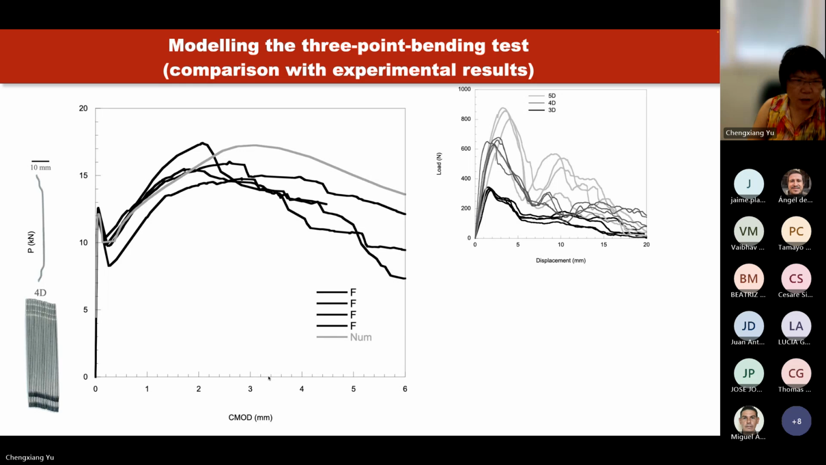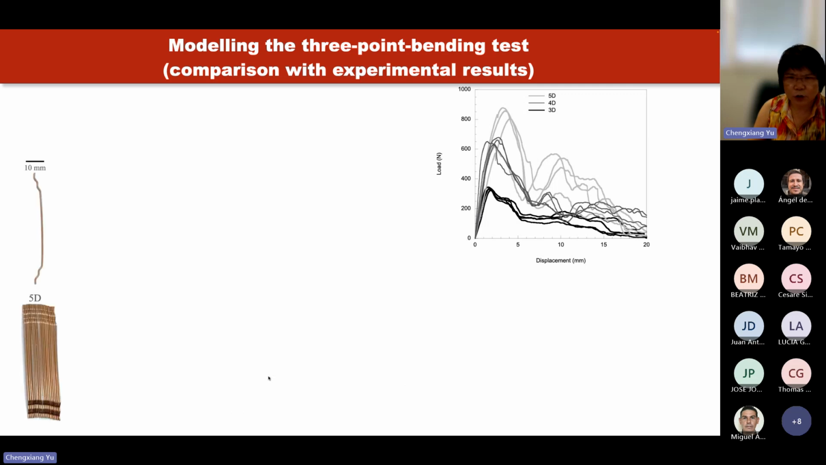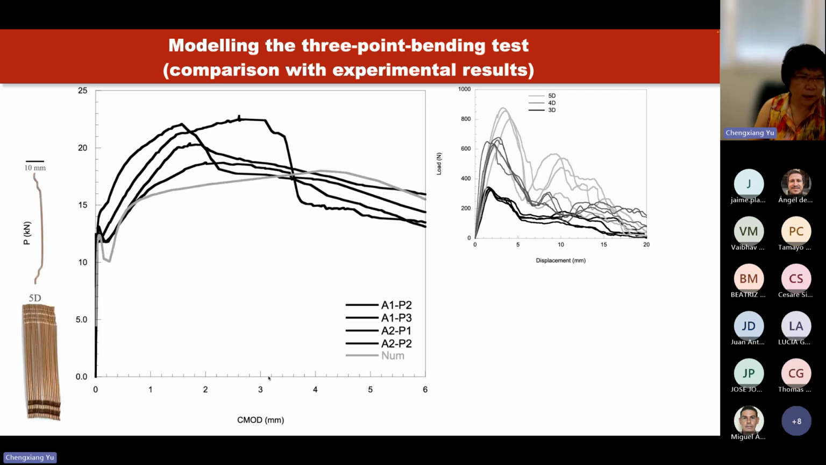And so we captured quite well, let's say, until almost 2 millimeters of CMOD. From then on there are some discrepancies, but it's globally very good. And this is the case for 5D. We still need to tune the parameters better in order to get a better global behavior. But in any case, we are very happy with the performance of this model.